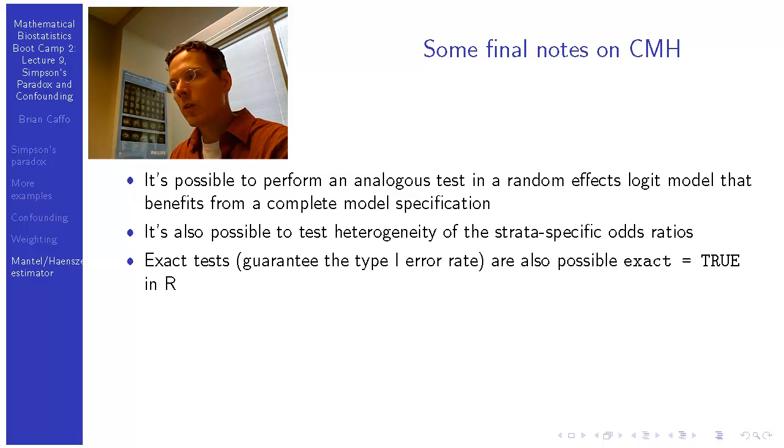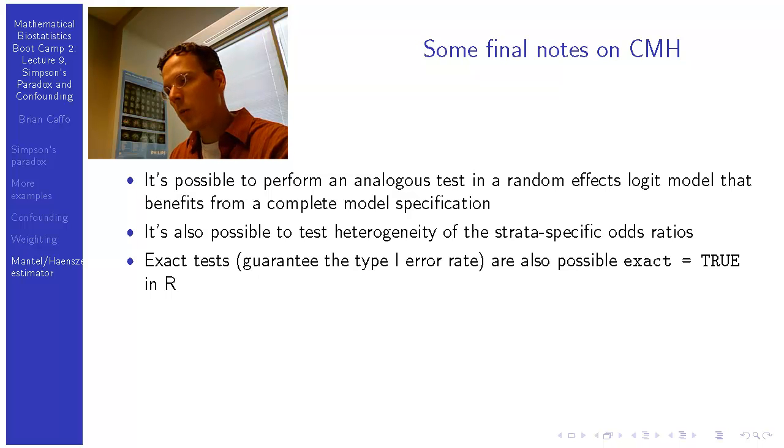Here we assumed all the odds ratios were equal versus the alternative that they were all equal but not equal to 1. It's also possible to test whether or not all the odds ratios are equal. There's a test for that. I think it's called Wolf's test. That's a very good test. I don't have time to cover it.